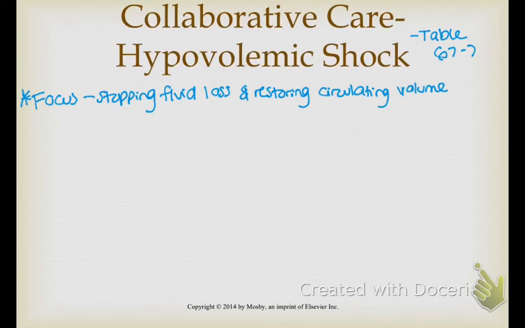Stop the loss. If they're hemorrhaging, stop the hemorrhaging. If they're having massive urine output because they're in diabetes insipidus or they're a diabetic in ketoacidosis and they're just dumping urine, we've got to treat that underlying cause. We have to treat why, or if they're having massive vomiting or diarrhea, we've got to stop that and replace circulatory volume. So start giving fluids.